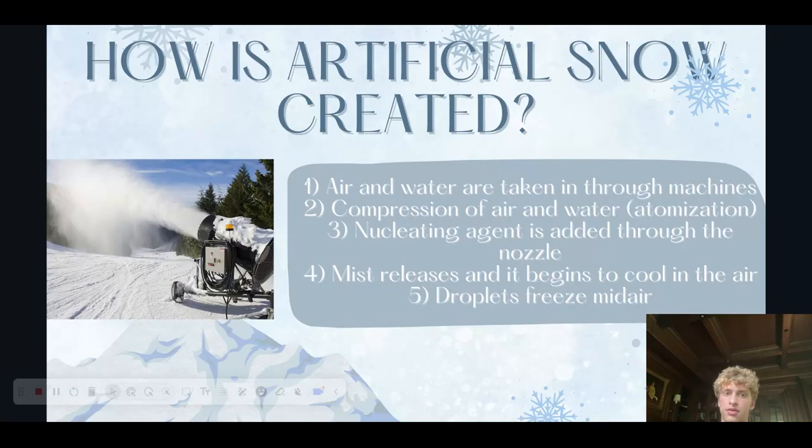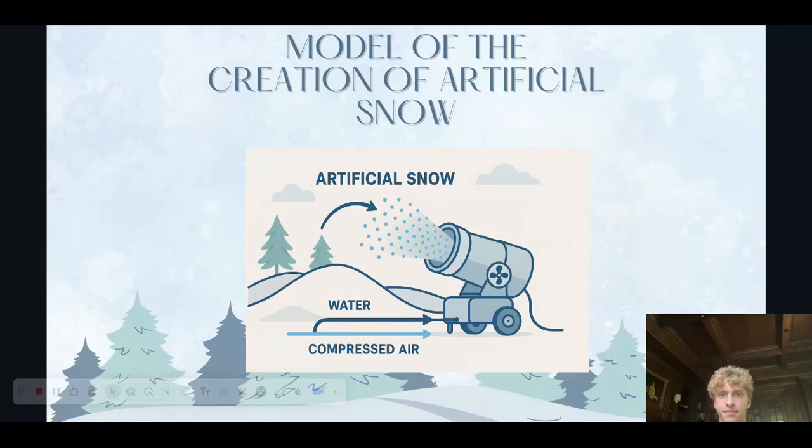Next, through the nozzle of the machine, nucleating agents are added to the mixture of air and water in order to make the water freeze more efficiently and easily when it's released in stage 4. For stage 4, the fan of the machine releases the mist of compressed water and air into the air of the slope. Finally, through the nucleating agents, the mist freezes midair, leading to artificial snow being created.